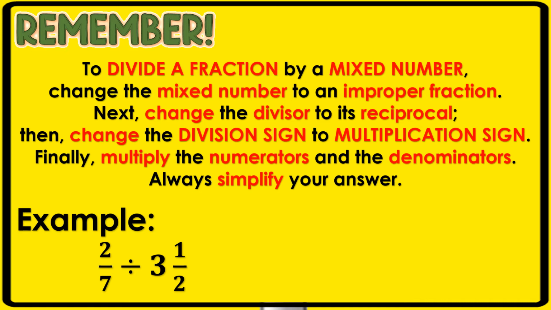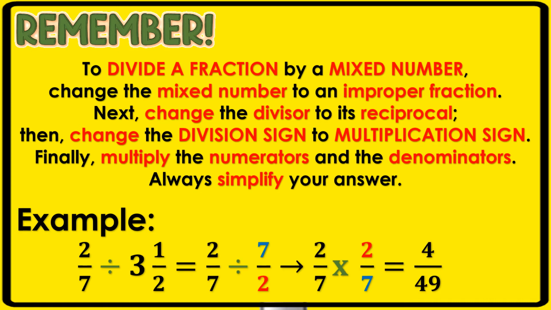Example, 2/7 divided by 3 and 1/2. Change 3 and 1/2 to an improper fraction because we cannot do the operation with a fraction and a mixed number. 3 and 1/2 becomes 7/2. So we have 2/7 divided by 7/2. Change 7/2 to its reciprocal, which is 2/7. Change the division sign to multiplication sign. Now we have 2/7 times 2/7 equals 4/49.